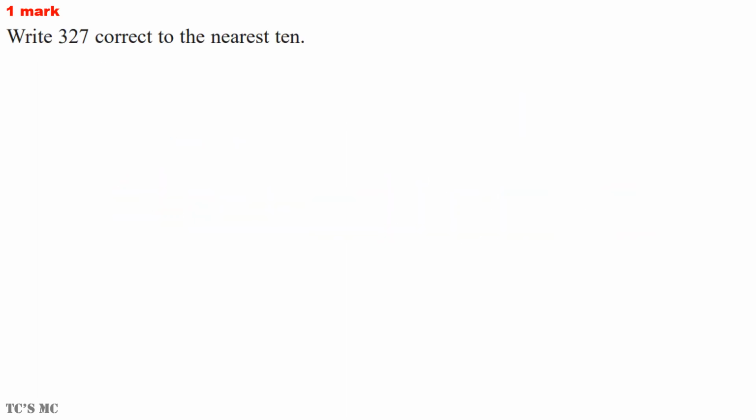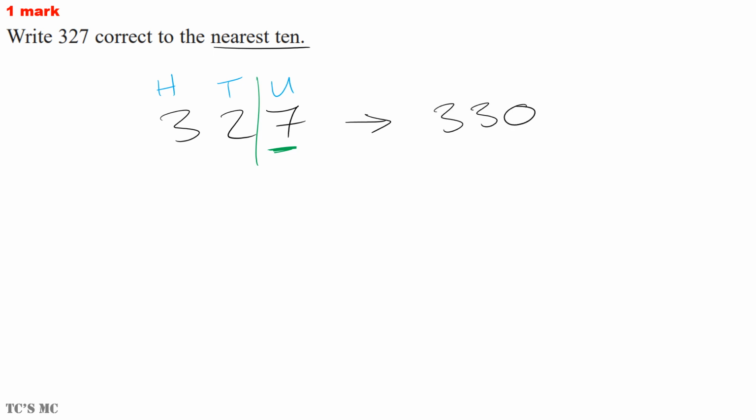Write 327 to the nearest 10. Remember the place value headings. We have units, tens, and hundreds. Because we are rounding to the nearest tens, we draw the wall after the tens. Underline the 7. That 7 is above 5, so we need to round it up. The answer then becomes 330. For 1 mark, we just need to write 330.